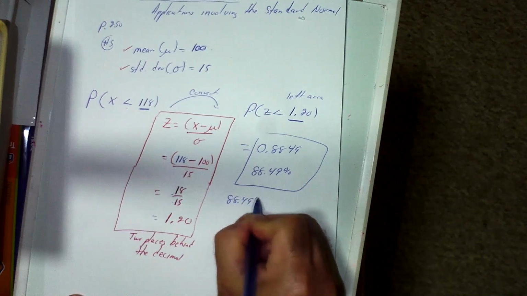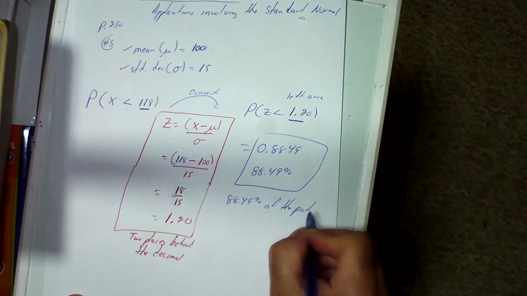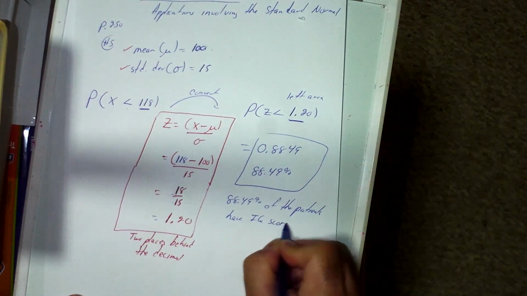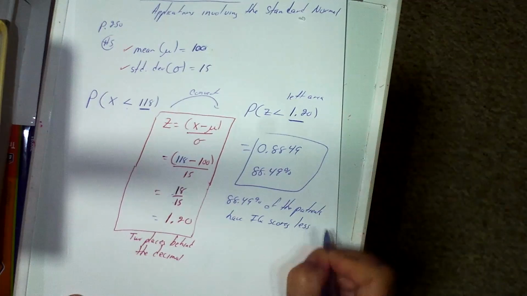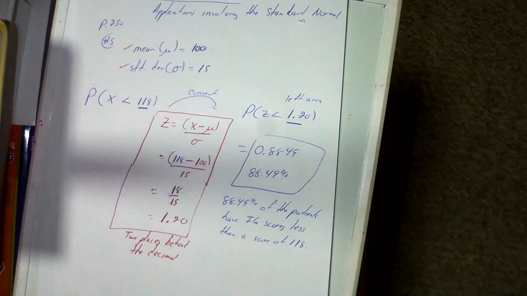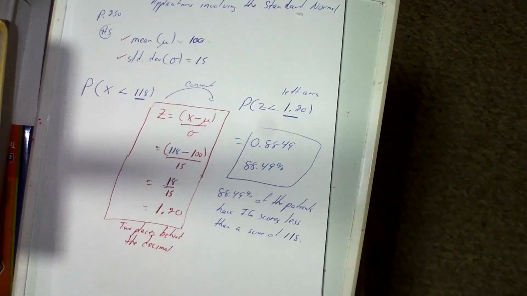You don't have to put this down, but this is how you interpret it. 88.49% of the people, or I guess patients, have IQ scores less than a score of 118. So from that group that they surveyed, 88.49% of them had an IQ of 118 or less. Less than 118. That's how it works.